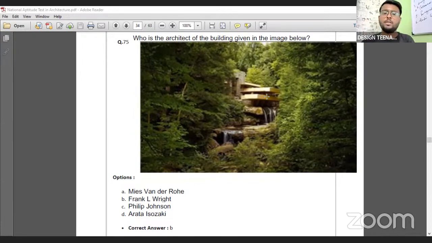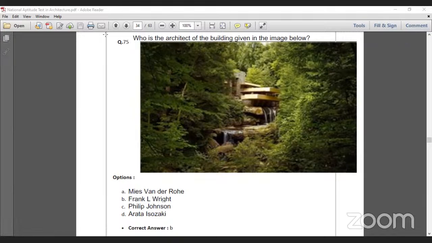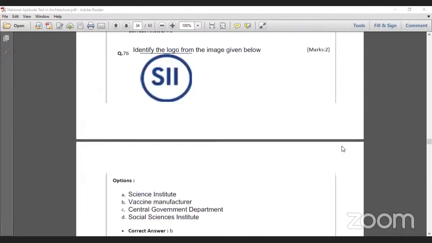So the name of the structure is what? The Falling Waters, built by architect Frank Lloyd Wright. Very famous structure and very famous architect as well. It will definitely be a subject of study in your college, wherever you join. Okay, we will move on to the next structure.